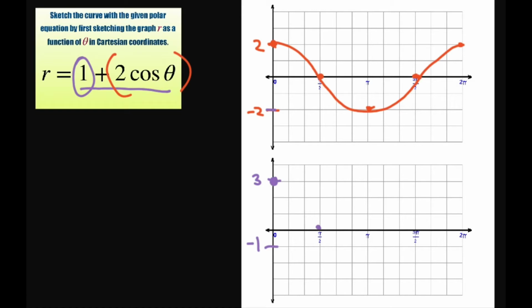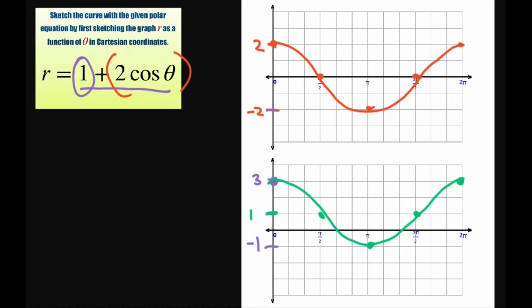Whoops. So does our center. Our center gets shifted to 1 here. All right, so let me start again. There we go. And then you just sketch the graph, make it a little curvy, and there you have it. So that's what the graph looks like of r as a function of theta in Cartesian coordinates.